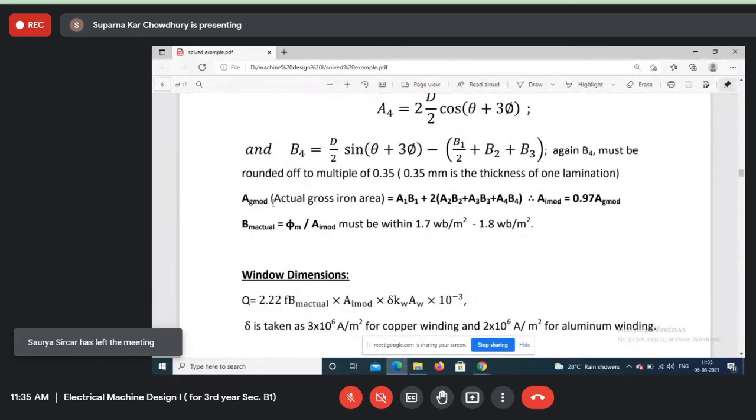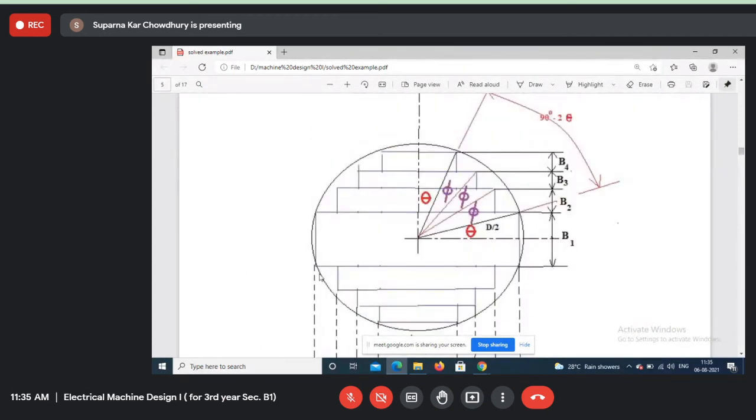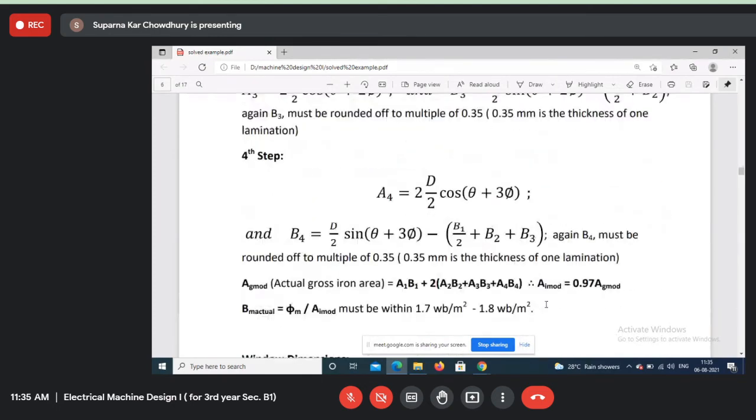So AG modified, that is the actual gross iron area, will be A1 B1 plus 2 into A2 B2 up to, if we have n steps, it will be up to AN BN. So from here, because the first one A1 into B1, and this is A2 into B2 into 2, A3 into B3 into 2, A4 into B4 into 2. So that is the total gross iron area. So our actual modified iron area, AI modified, is equal to 0.97 into AG modified.